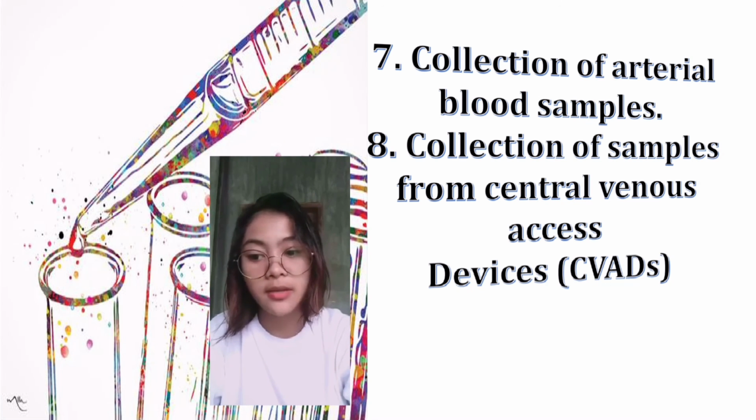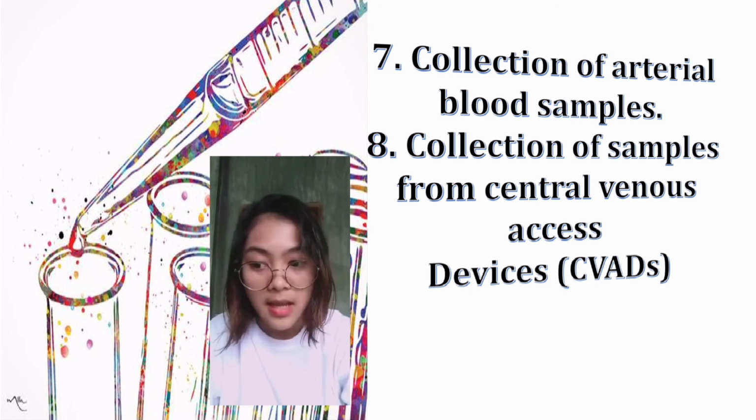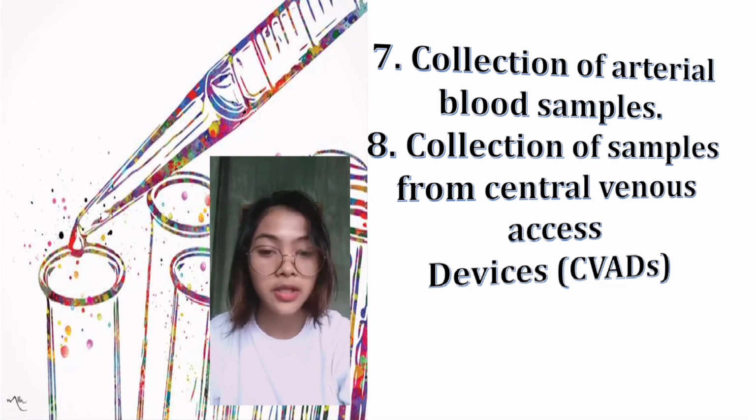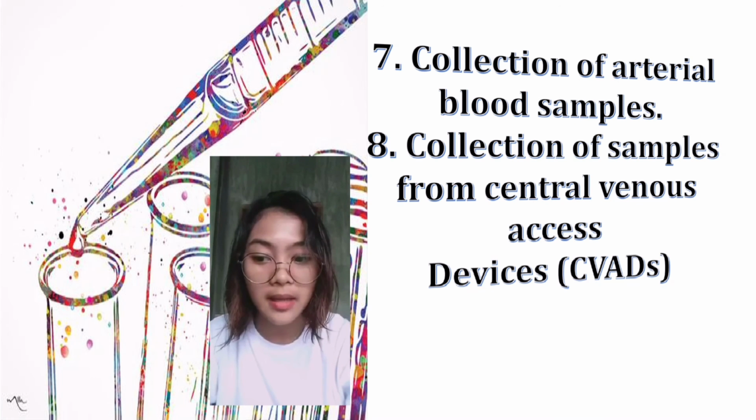Next is the collection of samples from central venous access devices. In some instances, blood culture specimens from a central venous access device may be ordered. A CVAD specimen should be used only when central line associated bloodstream infection is suspected. When a CLABSI is suspected, one set of specimens should be obtained via venipuncture and the other set should be obtained through the distal lumen of the CVAD suspected of being infected.